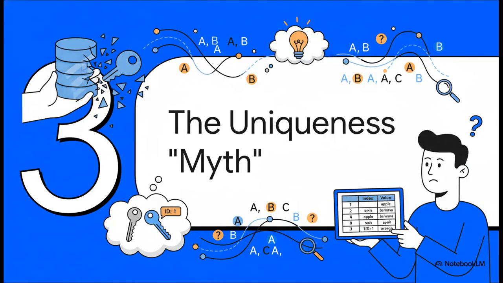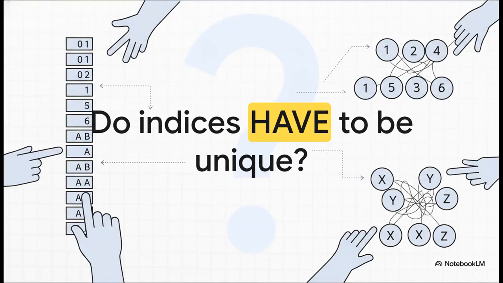All right, let's take a minute to bust a common myth. If you've ever worked with databases, you're probably drilled to think that every index, every key, must be unique. But is that actually true in the world of Pandas? Let's find out. So here's the million-dollar question. Do indices in a Pandas series absolutely have to be unique?